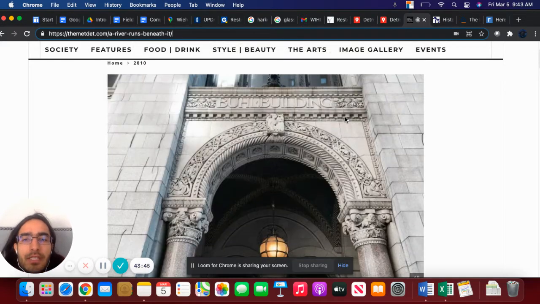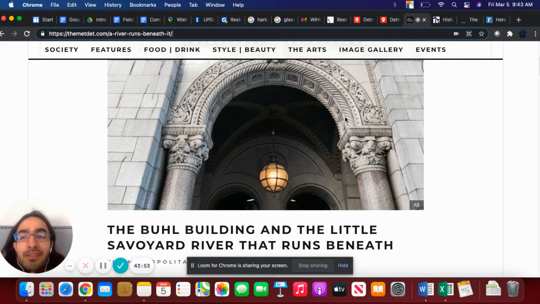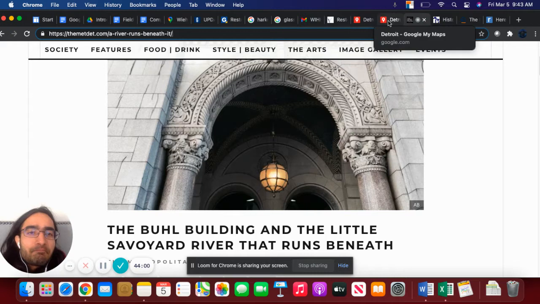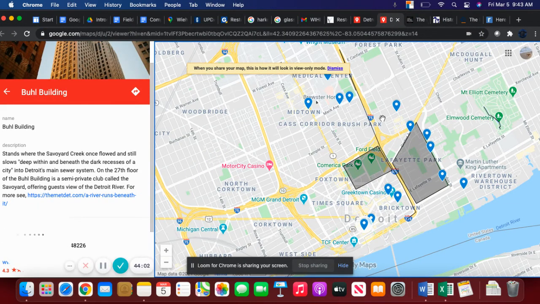The point is, the Buhl Building's top floor has this place called the Savoyard Creek. You could sit there and drink a little margarita overseeing the Detroit River. What people don't know is beneath the Buhl Building is the actual legit Savoyard Creek that has been turned into a sewer system, right?